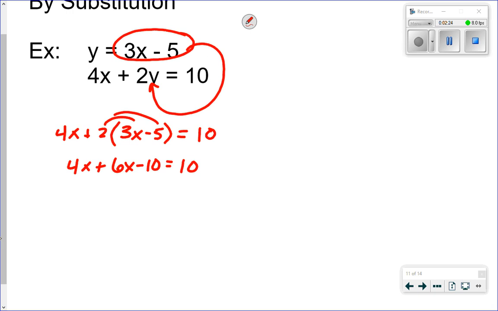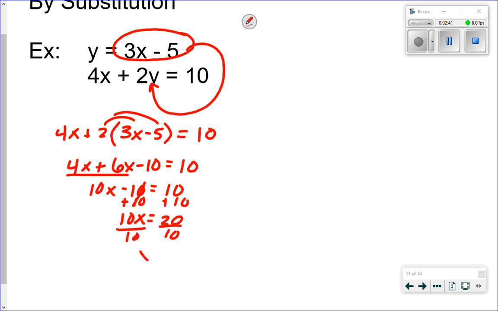I need to combine like terms. 4x plus 6x is 10x. And then I'm just solving for x, so I need to add 10 to both sides. 10 plus 10 is 20. And then divide both sides by 10. x equals 2.